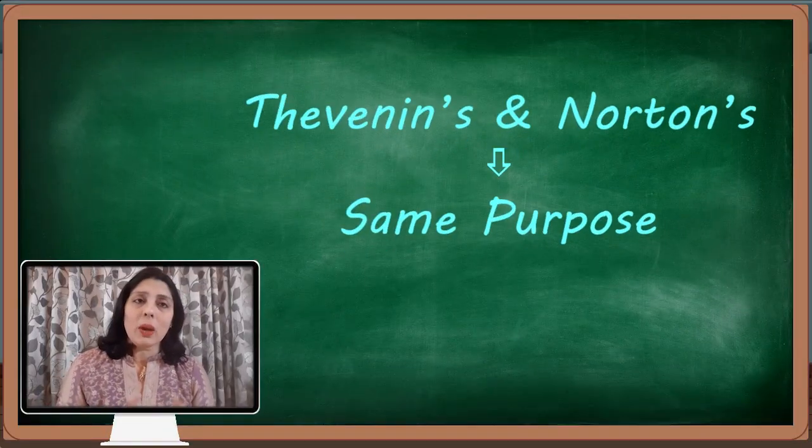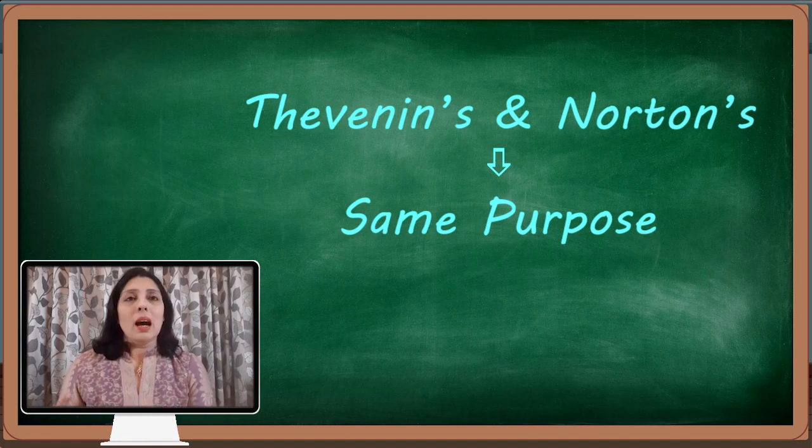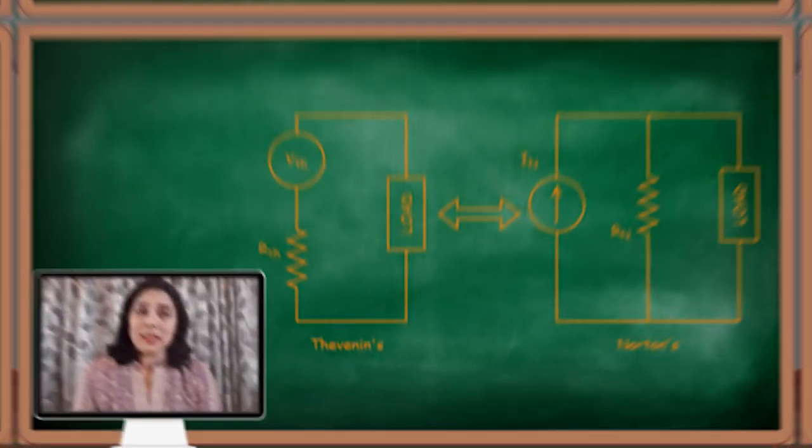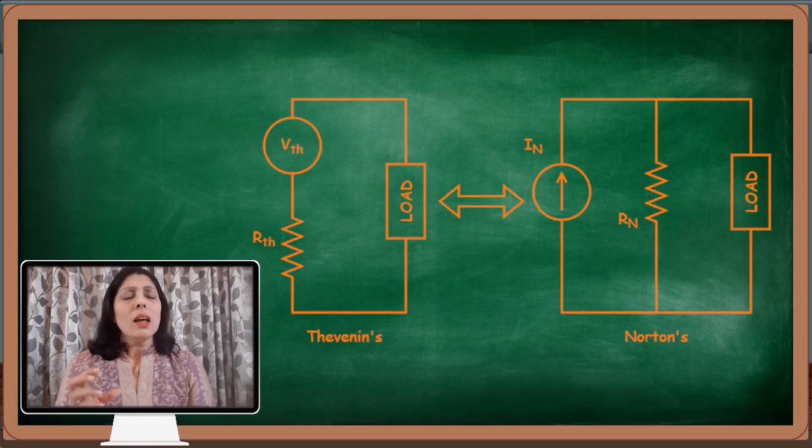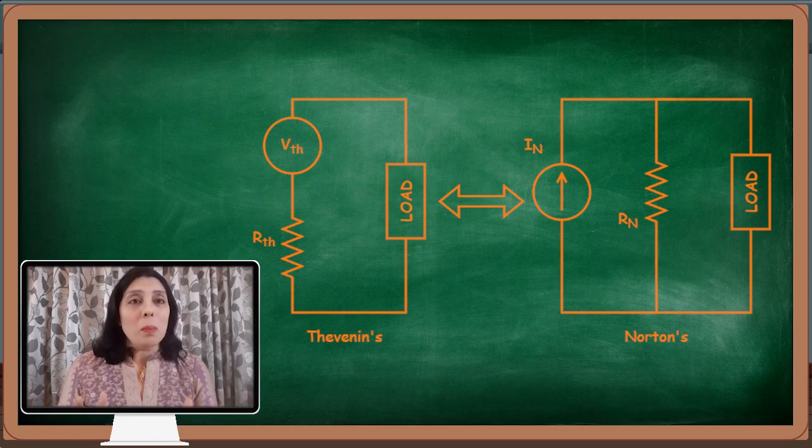Now here I would like to conclude one important point, that Thevenin's equivalent circuit and Norton's equivalent circuit, they both have the same purpose. Okay, one is converting the entire circuit into a voltage source with a series resistance. The other one is converting it to the current source with a parallel resistance to it. And both these equivalent circuits, they both are dual of each other.